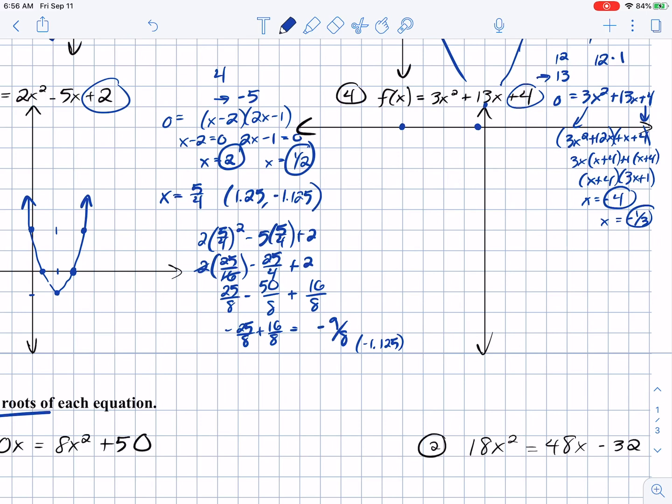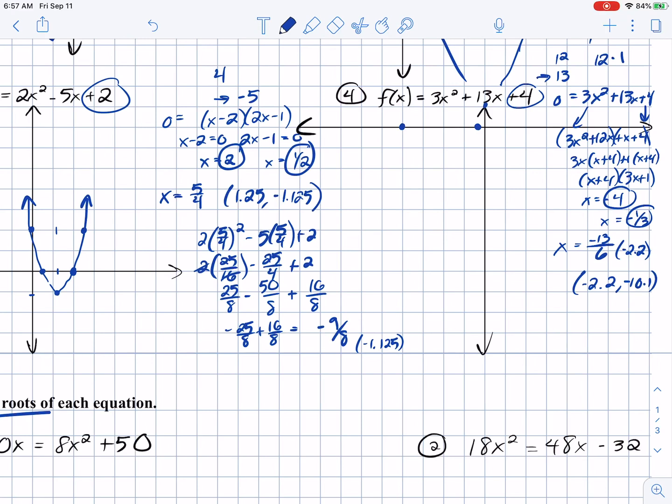Let's go find the vertex. You're going to have some messy fractions here. It's okay. Negative 13 over 6, which is exactly negative 2.2. And for the sake of time and all of our messy fractions, I'm going to save us from plugging that in. You would have got negative 2.2 and negative 10.1 for your vertex.